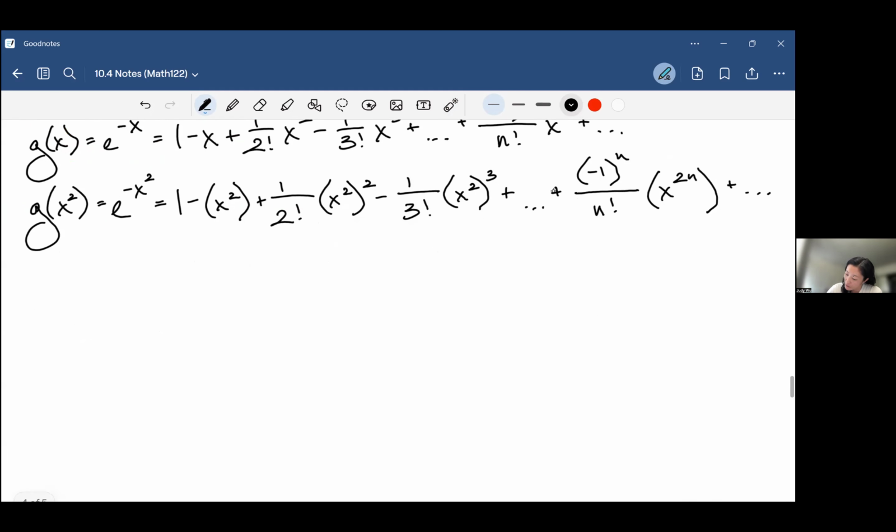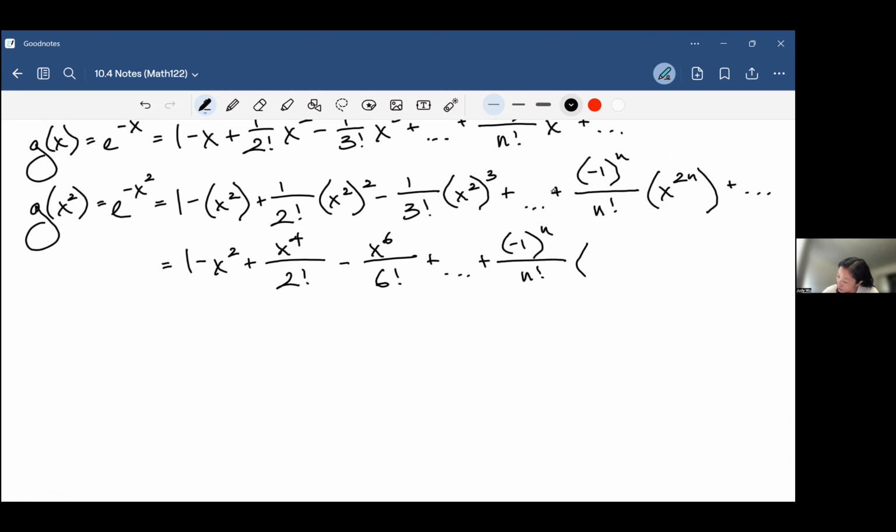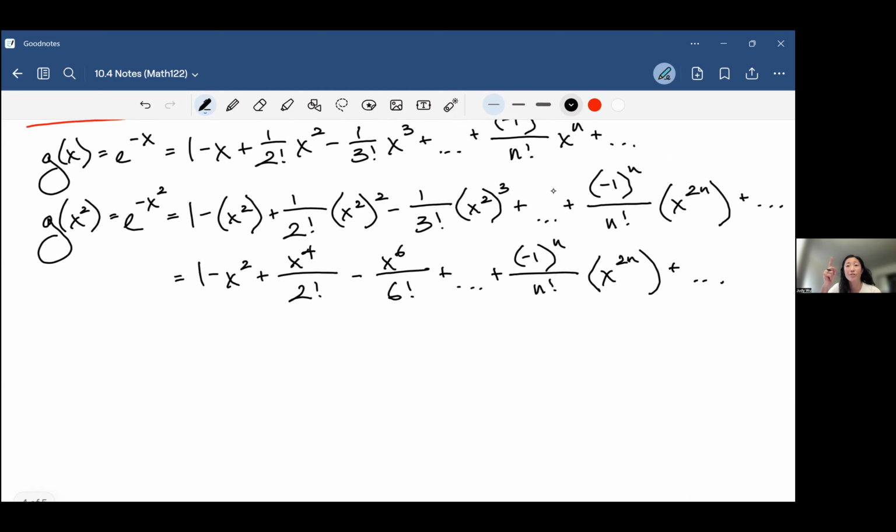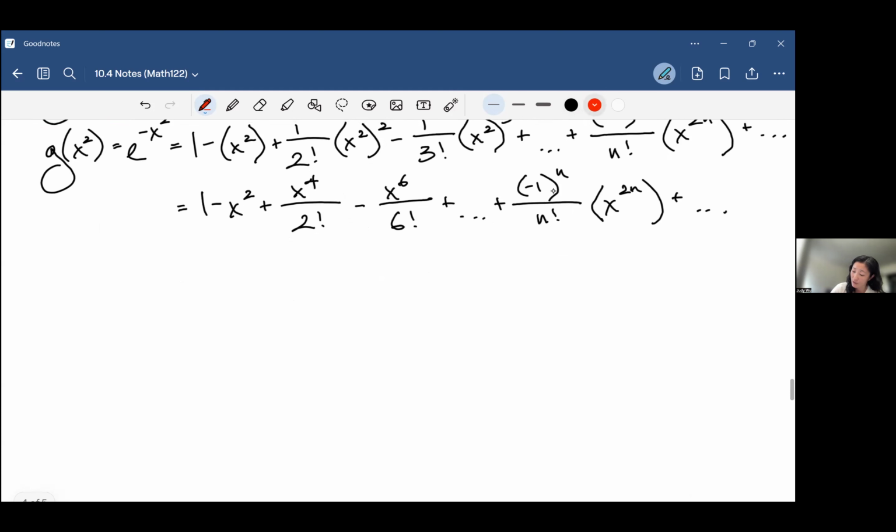If we clean this up a little bit, we've got 1 minus x squared plus x to the 4th over 2 factorial minus x to the 6th over 6 factorial, and we can go all the way to negative 1 to the n over n factorial times x to the 2n. A couple things to note here. We have an alternating series, plus minus, plus minus, and the coefficients are getting smaller and smaller as we go along. That's going to allow us to use the shortcut that we did in the second video.